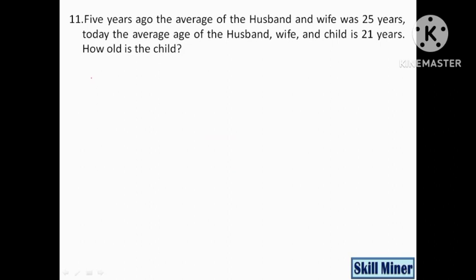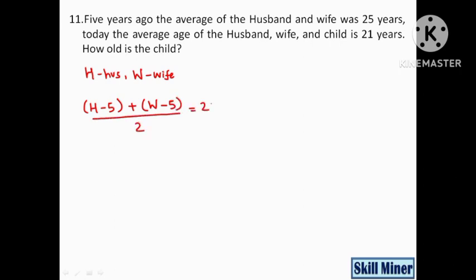5 years ago the average age of husband and wife was 25 years. Let H be the husband, W be the wife. Okay, 5 years ago, which means 5 years ago the average of husband and wife age is 25.